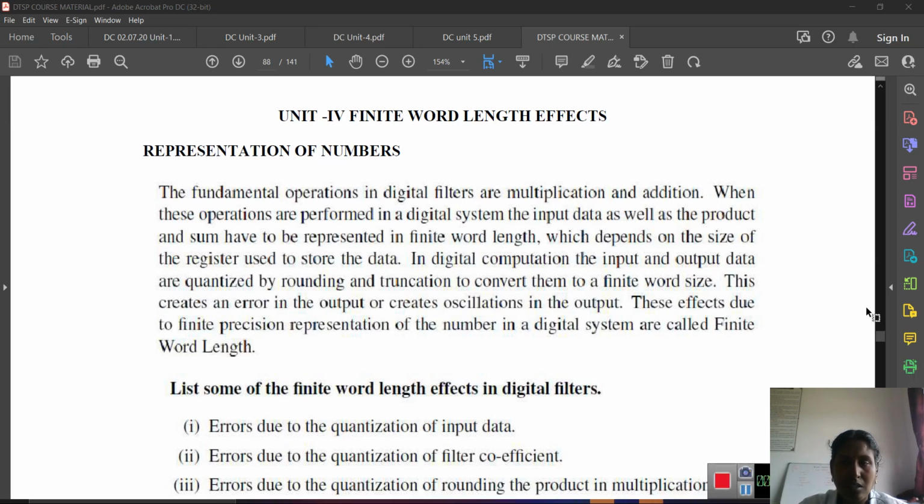Good afternoon students, this is EC 8553 Unit 4: Finite Word Length Effect.